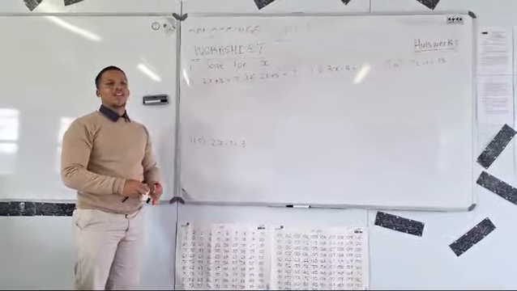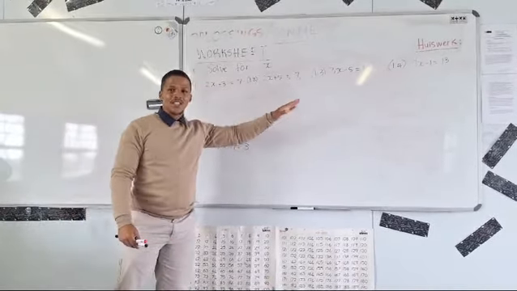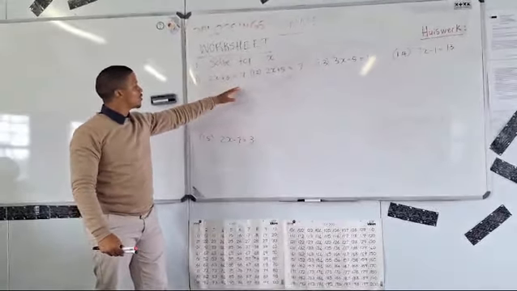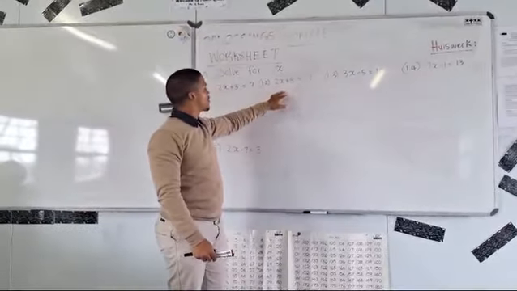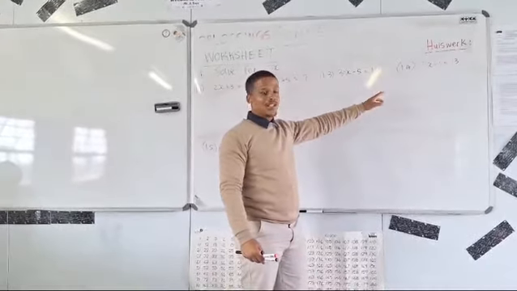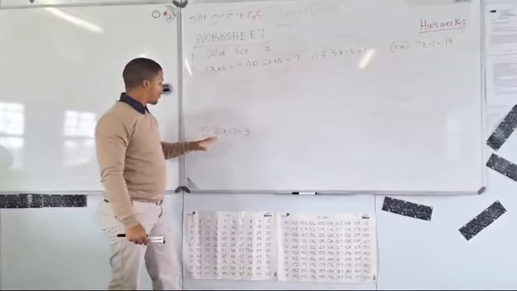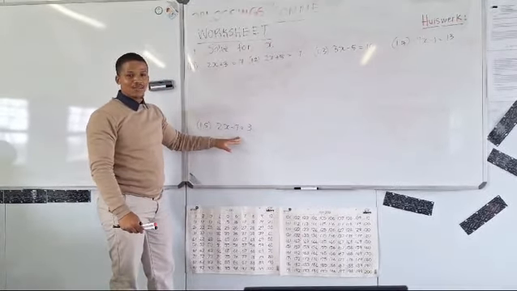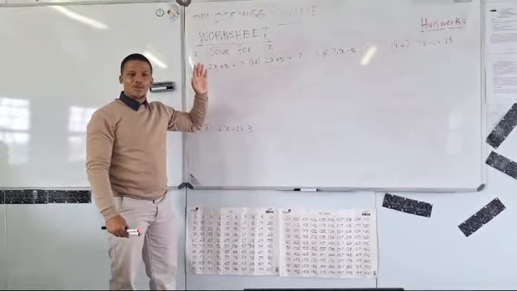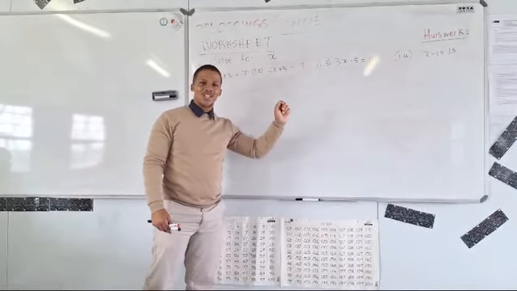Okay. So let us look at a worksheet of 5 linear algebraic equations. Number 1, 2x plus 3 equal to 7. Number 2, 2x plus 5 equal to 7. Number 3, 3x minus 5 equal to 10. And number 4, 7x minus 1 equal to 30. The fifth one is 2x minus 7 is equal to 3. For all of the 5 linear algebraic equations, we need to solve for x.